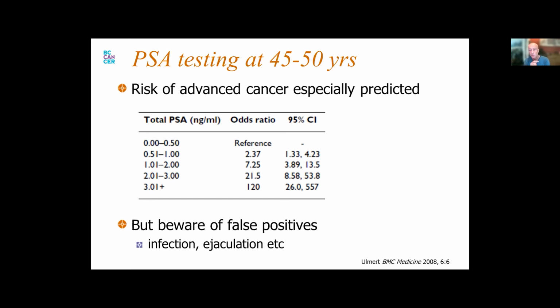There is a problem with this approach, though, and that is this. You have to take it really seriously, and you have to tell a man at the age of 45, avoid ejaculation, avoid bike riding, and if you have urinary symptoms suggestive of an infection, please don't have the test now. Wait until it's all settled down, because a false positive at this age could be devastating in terms of insurance cover and anxiety and a roller coaster of biopsies, etc.